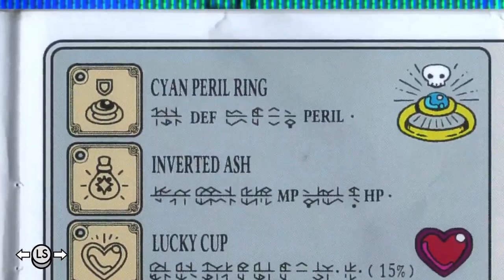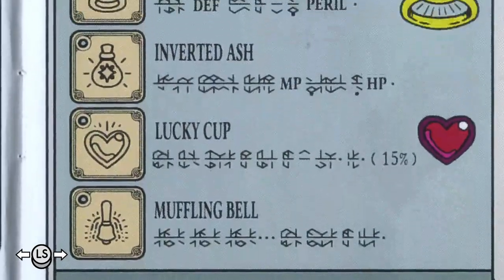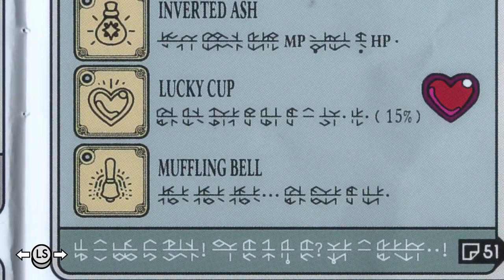Cyan Pearl Ring. Raising defense when you are in peril. I figured that out. Inverted Ash. Quaffed potions restore MP instead of HP. All right, figured that one out. Lucky Cup. Foes leave hearts to heal you a bit. Rare. 15%. Muffling Bell. I guess we get to find out what this does.